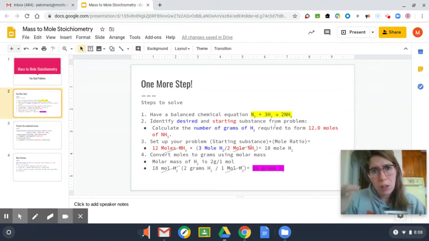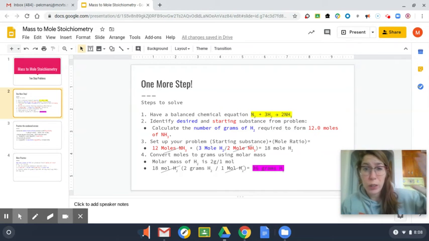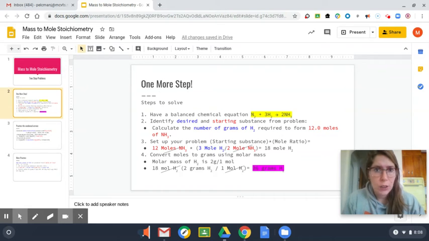And it's the same setup. So I have to identify the desired substance. So, what is my end goal? What am I looking for? And the starting. So, what am I given to start with? So, if this is my problem, calculate the number of grams. Oof, I see grams here, which means I've already got a two-step equation. And of H2 required to form 12 moles of NH3. All right, so I've got grams, I've got moles. I just have to figure out where the conversion is going to happen.